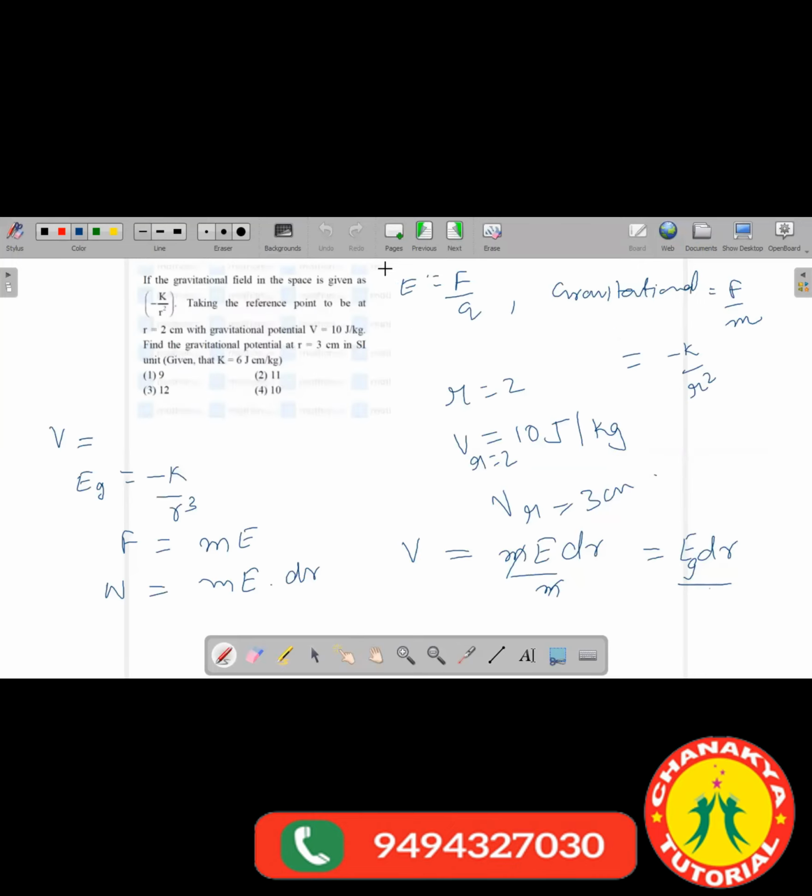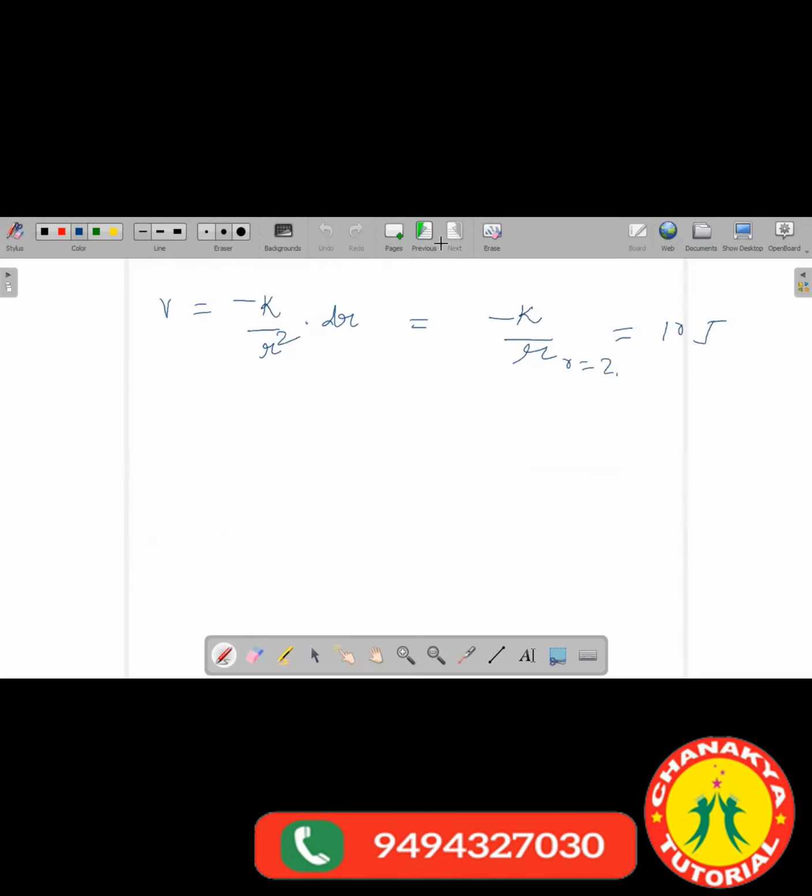K is given 10. Okay, let's see. So let this be your V1 equals 10. And now we want to find out V2, which is what we want to find out, and its value is now dependent on minus of k over r. It's inversely proportional to r.